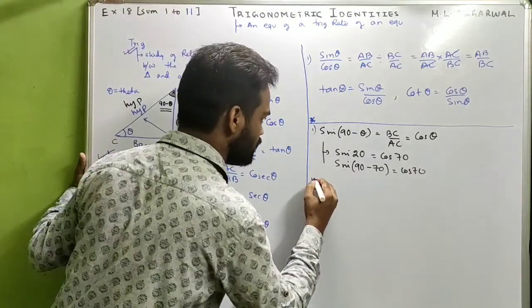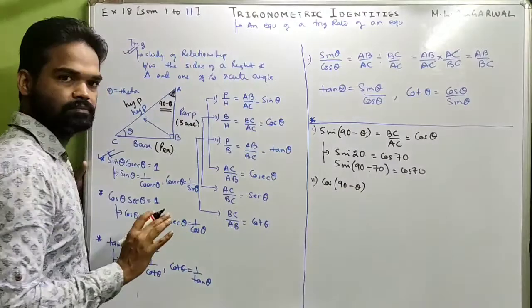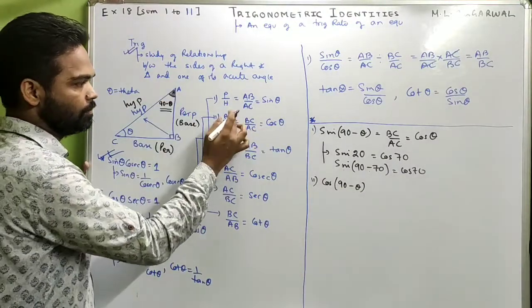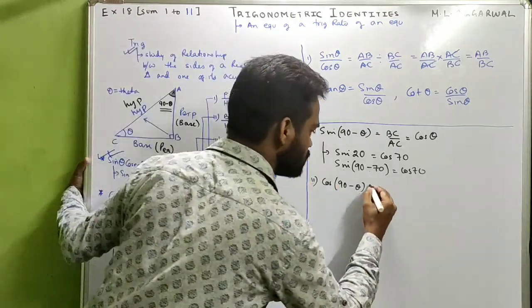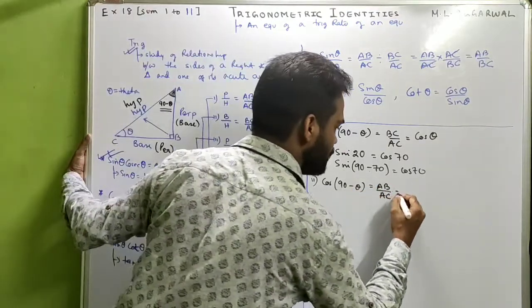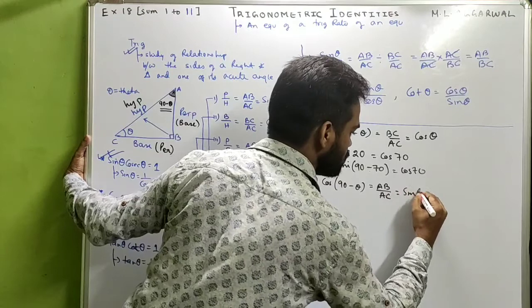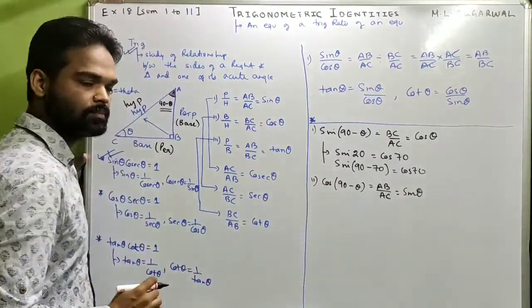Similarly, if I find cos(90° − θ), cos(90° − θ) is base by hypotenuse. So the base is AB in this case, AB by AC, and AB by AC is nothing but, if you look over here, sin θ, which means cos(90° − θ) will be sin θ.